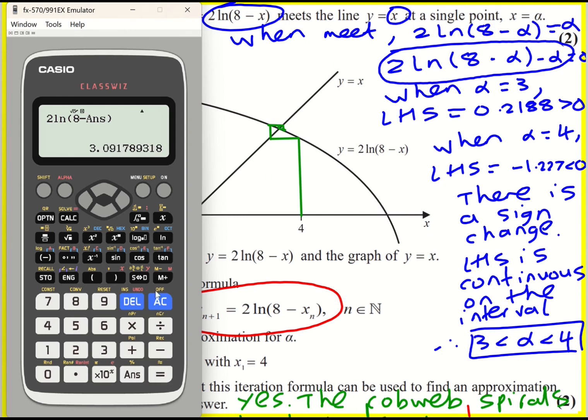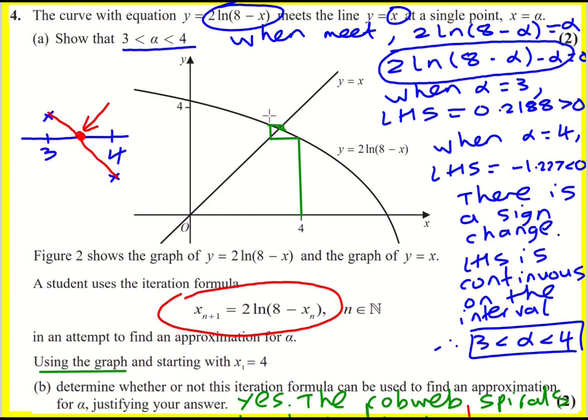You can't see it very well, I'd have to zoom in, but you can see I'm getting closer and closer. It's jumping above and below, but I can get it to as much accuracy as I want if I just keep going. That is going to be my value of alpha to, say, 8 decimal places. Hopefully that makes sense, as well as the process of the question. I'm trying to explain what is actually going on in this fixed point iteration.